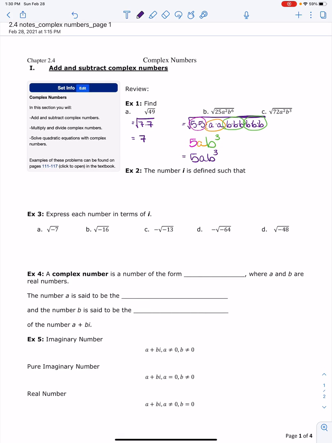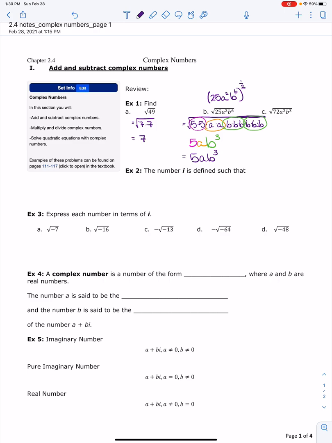Remember that that radical is also that power of 1/2. So we could have looked at this as 25a squared b to the 6 to the 1/2 power, and then applied that 1/2 power to everything inside.